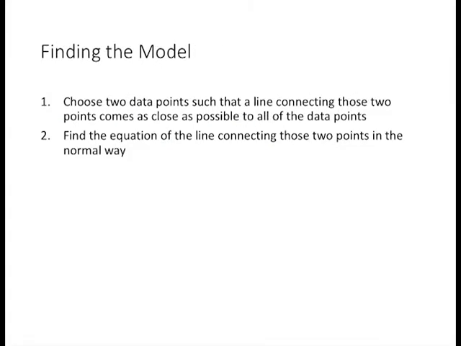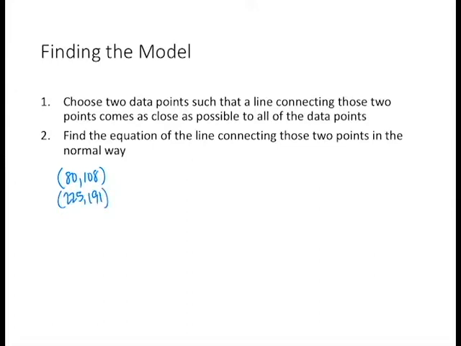So this is the basic idea for finding a model by hand. As we already did number 1, we chose 2 data points so that a line connecting those 2 points comes as close as possible to all of the data points. And now we're just going to find an equation of the line that connects those 2 points in the way that we normally would. So just to remind you, the 2 points we chose were 80, 108, and 225, 191.